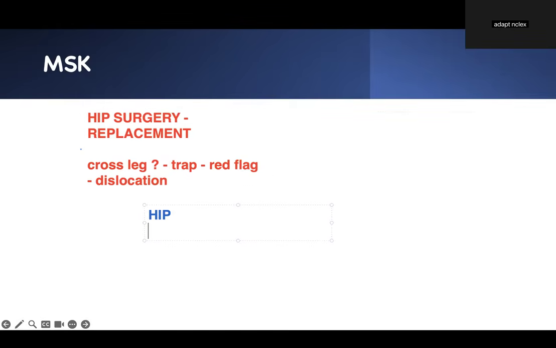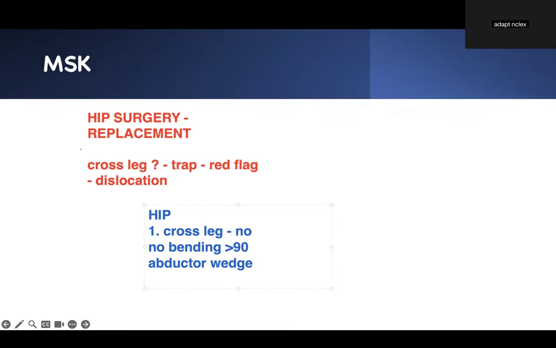Hip precautions. These are the things you would do. No, no, no. The leg cannot be crossed. You should not do that. You should not bend more than 90 degrees. That is another key. The two legs should not come together, so we use an abductor wedge. Abductor, not adduction. Use an abductor wedge between the two legs so that the hips don't come together.